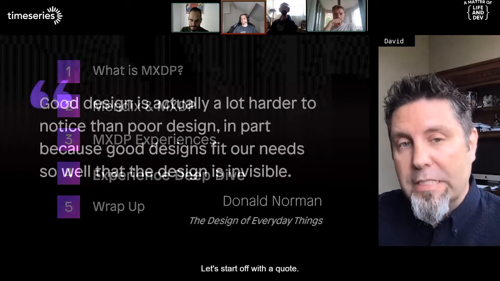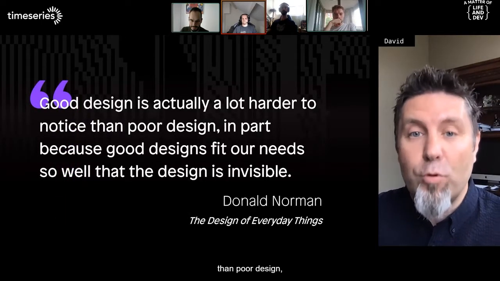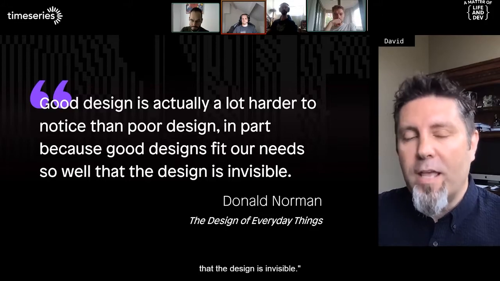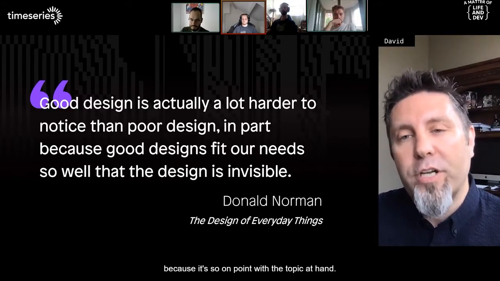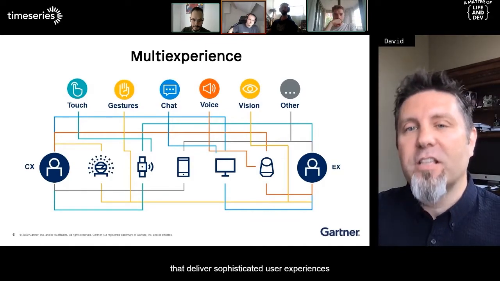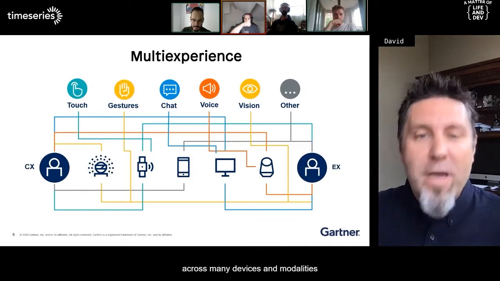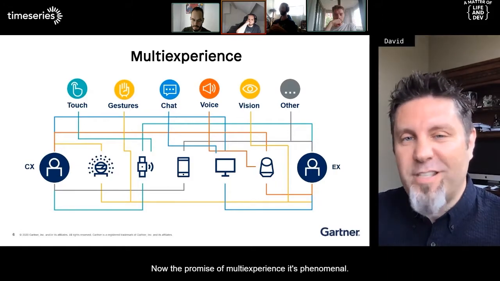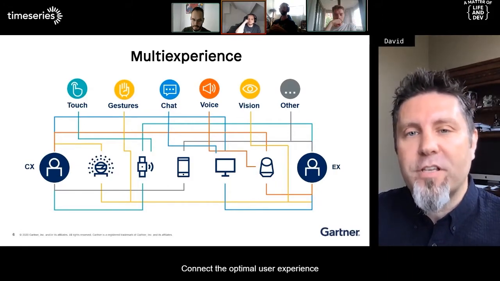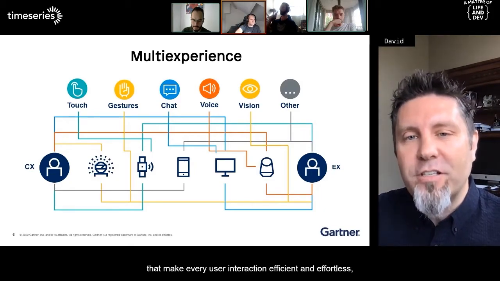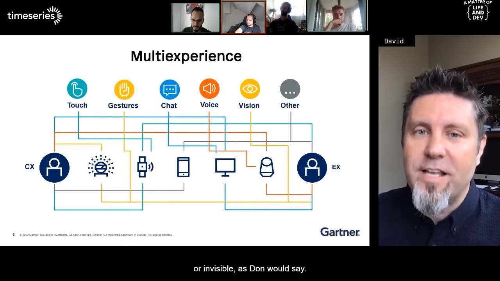Let's start off with a quote. Good design is actually a lot harder to notice than poor design, in part because good designs fit our needs so well that the design is invisible. And I absolutely love this quote because it's so on point with the topic at hand. The primary purpose of MXDP or multi-experience development platforms is to enable companies to create applications that deliver sophisticated user experiences across many devices and modalities, like the ones you see on the screen right now. Now, the promise of multi-experience, it's phenomenal. Connect the optimal user experience to each customer touchpoint with fit-for-purpose applications that make every user interaction efficient and effortless, or invisible, as Don would say.